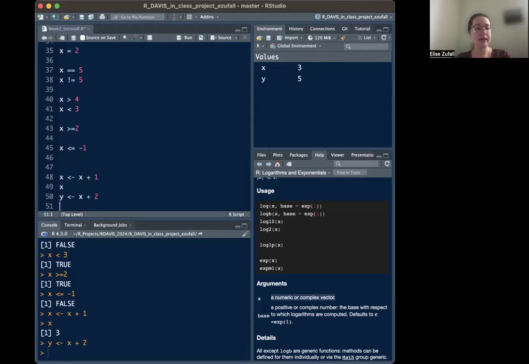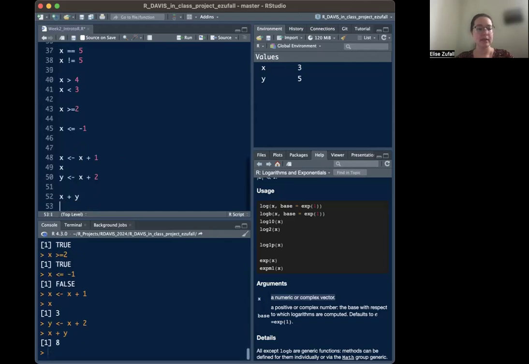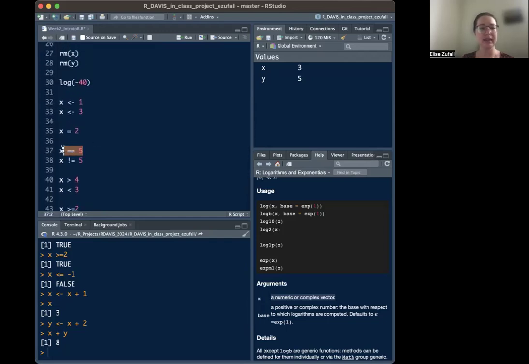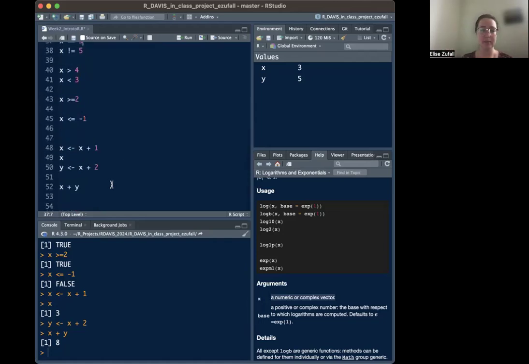Now let's add X and Y together and see what happens. We have 8, but notice that that didn't actually change the value of X or Y individually. So X is still 3 and Y is still 5, even though we just evaluated what is X plus Y. So I like to use an arrow sign for assigning variables, because otherwise if you just use a single equal sign, it looks kind of like the double equal sign. It can get really confusing. So I like to have things that look really different from each other so when you're skimming code, you can see really clearly what it says.